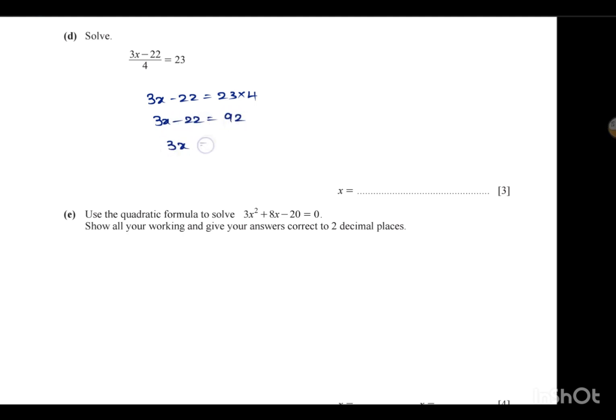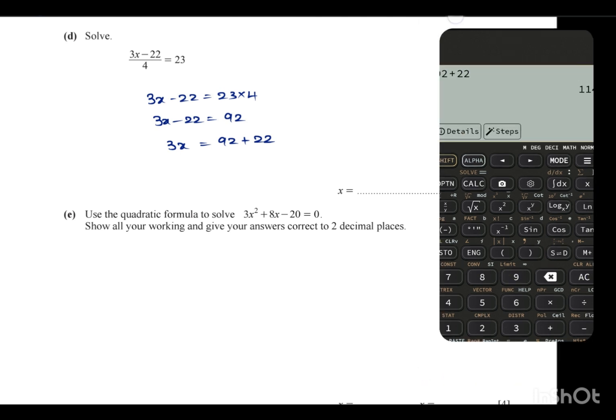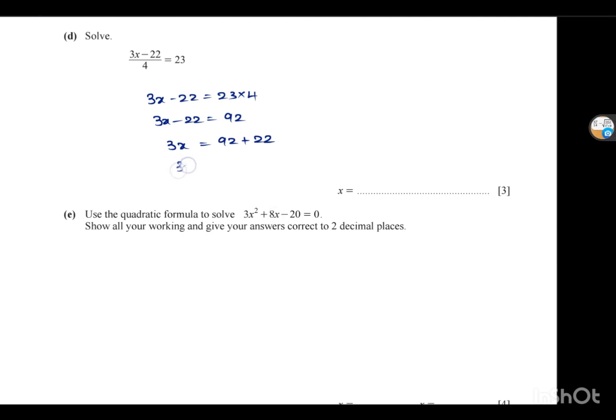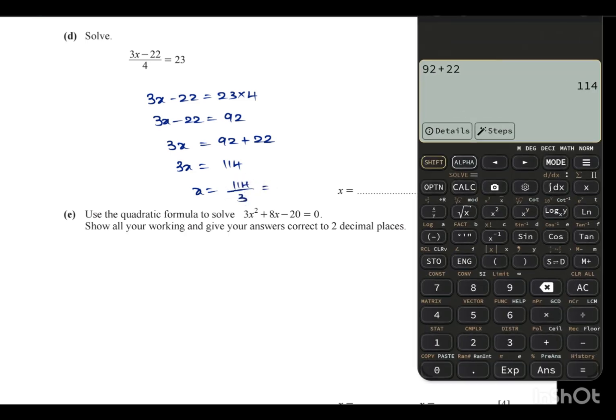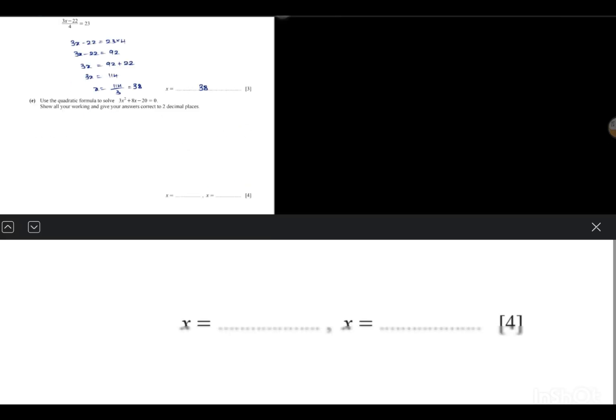Keeping 3x on the left hand side, bring 22 onto the right hand side, so it is plus 22. So 92 plus 22 is equal to 114. So 3x is 114. X will be 114 by 3. Let us find out whether we get a whole number or not. 38, yes. So it is 38. The answer is 38.